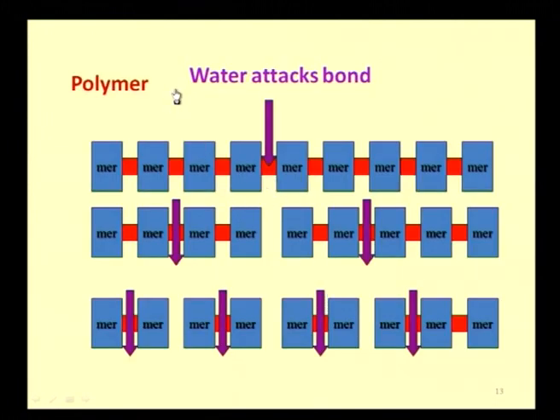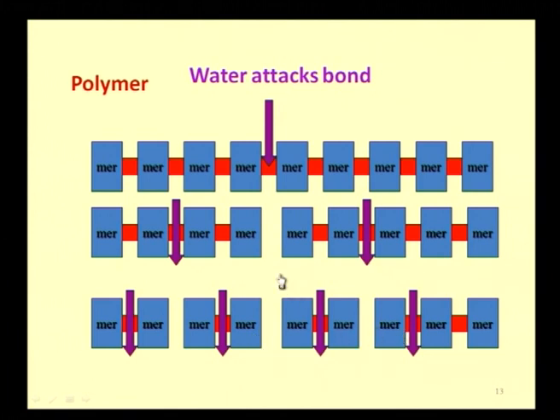Now, this can be schematically explained like this: the hydrolysis process. When the water attacks the covalent bonds of the polymer, let us assume that this is a polymer chain with a number of monomer units. These blue blocks indicate the monomers joined together to form the long polymer chain. When such a bond between the monomers is attacked by the water, that is due to hydrolysis degradation, they break down and become smaller and smaller molecules.